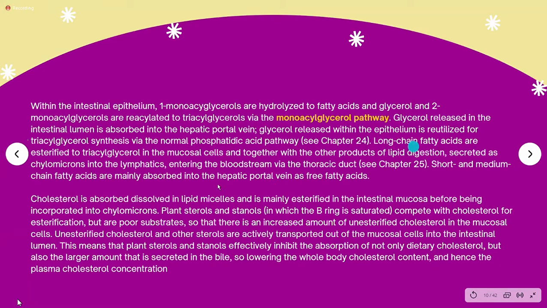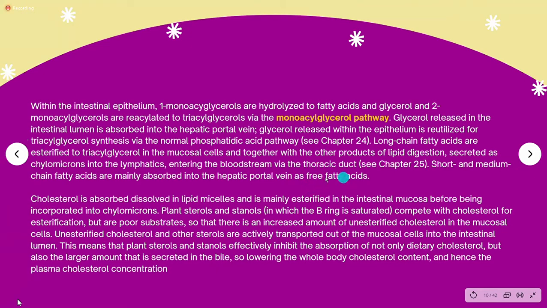Long-chain fatty acids are esterified to triacylglycerol in the mucosal cells, together with other products of lipid digestion, and secreted as chylomicrons into the lymphatics, entering the bloodstream via the thoracic duct. Short and medium chain fatty acids are mainly absorbed into the hepatic portal vein as free fatty acids.